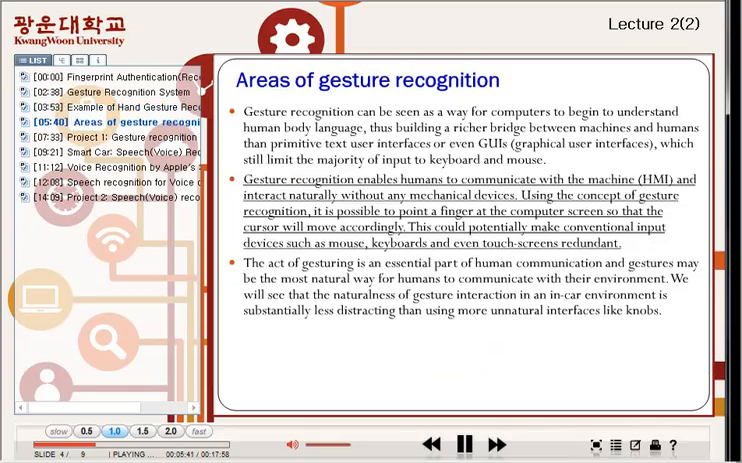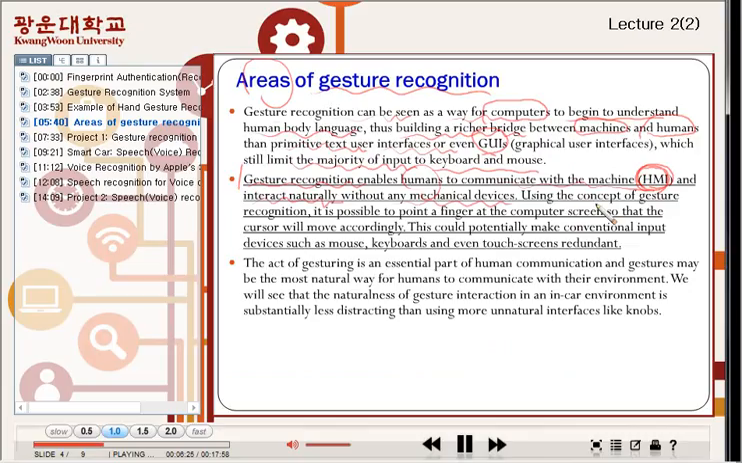And I'd like to introduce the areas of gesture recognition. Gesture recognition can be seen as a way for computers to begin to understand human body language, thus building a richer bridge between machines and humans than primitive text user interfaces or even graphical user interfaces, which still limit the majority of input to keyboard and mouse. But gesture recognition enables humans to communicate with a machine, a human-machine interface, and interact naturally without any mechanical devices.